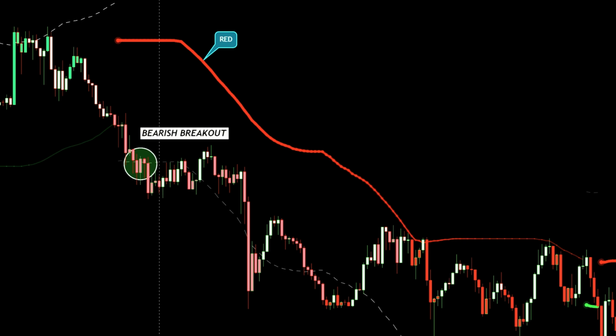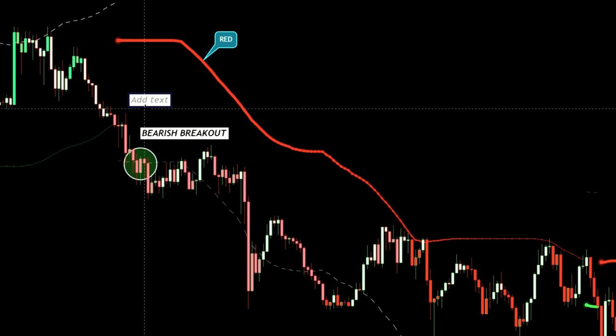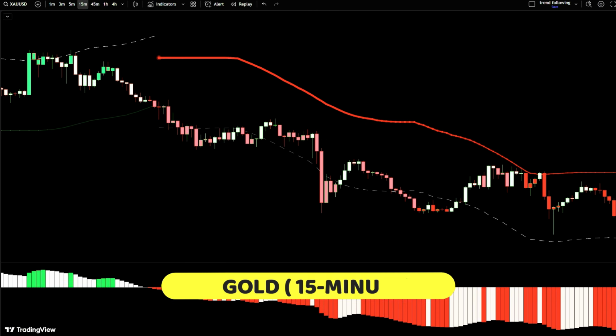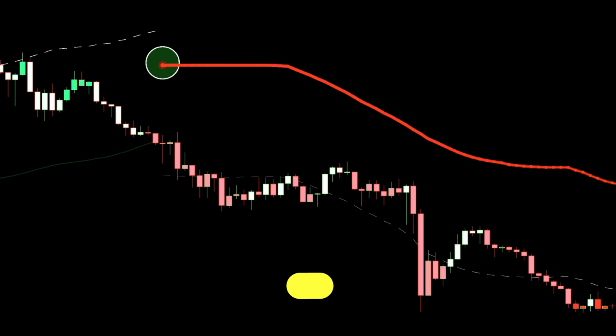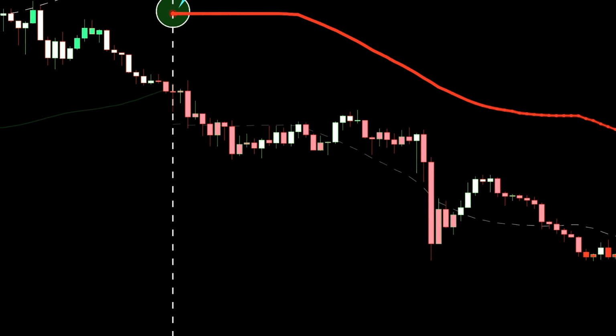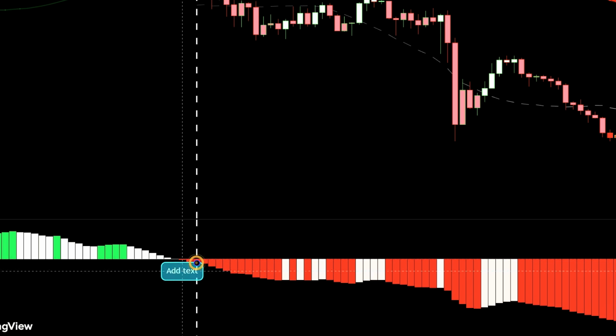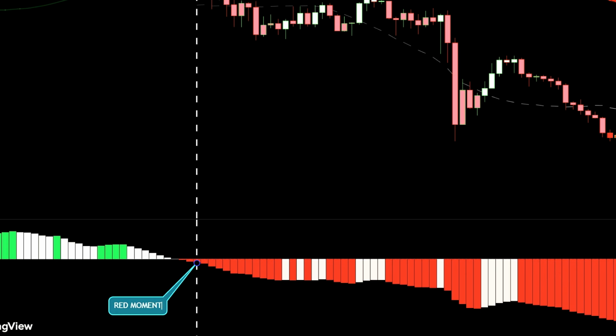But this is super important. We're not just taking these as direct instructions. Not at all. We're looking for confirmation. Check out this gold chart again. The trend wave band is red, which is a bearish clue. A conservative approach would be to wait and see if the momentum indicator is also red. If both are red, that shows confluence. It means both tools are pointing to bearish momentum.